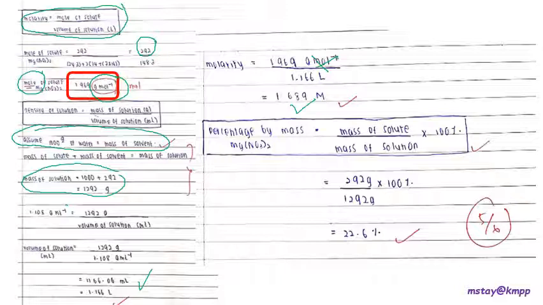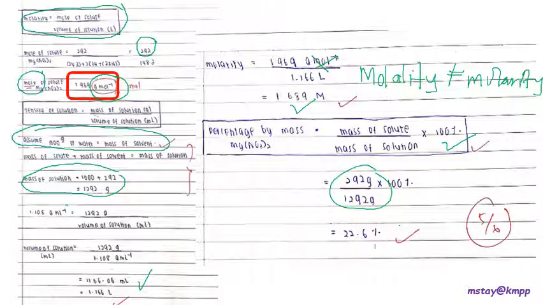However, the working steps are correct, but the student did not answer the question, because the question asked us to look for molarity and not molality. So please be alert when you are answering the question. So for the percentage by mass, again, the student can list out the formula and substitute the values correctly, so the final answer will be correct as well.